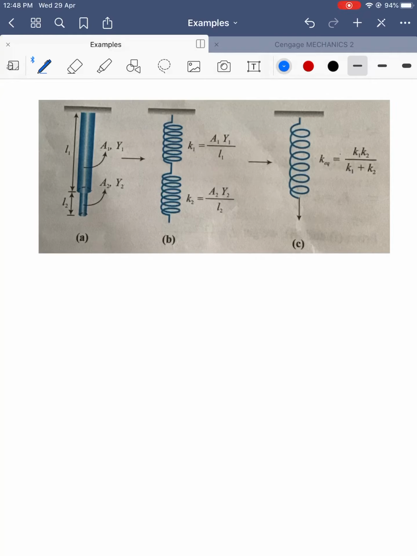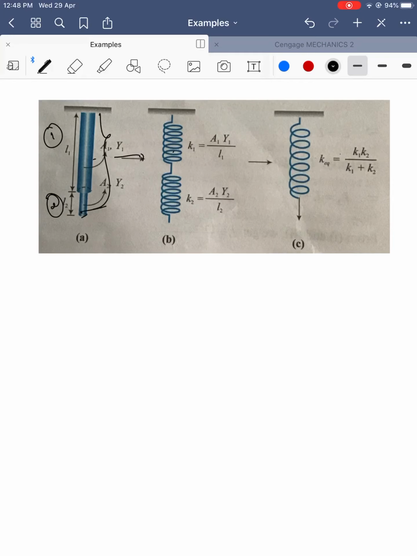Hi students, in the last class we discussed equivalent spring constant. In this class we are going to verify how we can apply this equivalent spring constant to rods. Here, if you see, there are two rods, rod 1 and rod 2. Here each rod is compared with the other rod.